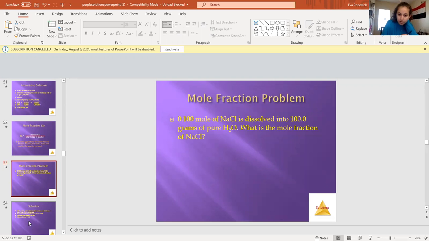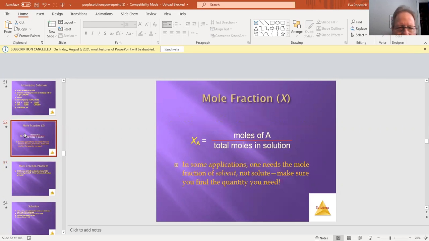Then to get the mole fraction, go ahead. Yeah, you would then divide the 0.100 moles by that answer. You have to add the 0.100 moles of the NaCl to the bottom because that is the total moles in the solution. Okay, Sarah? Okay.